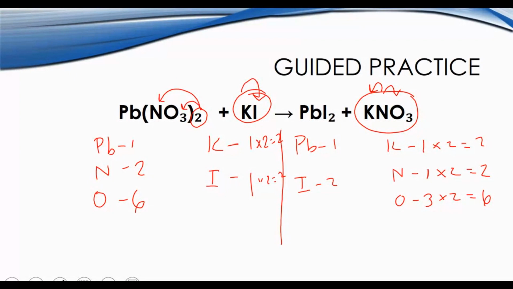We are almost done, right? After we make our list, we need to multiply. And then the numbers that we multiply are what become the coefficients. So to the first compound, we didn't do anything, so it stays by itself. KI, we multiplied it by 2, so its coefficient becomes 2. Lead 2 iodide, we didn't do anything to it, so it's going to stay by itself. And then we have potassium nitrate. We multiply that entire compound by 2, so its coefficient becomes 2.